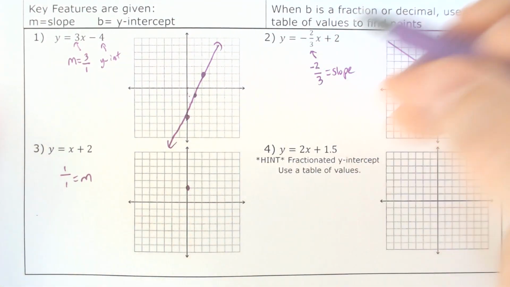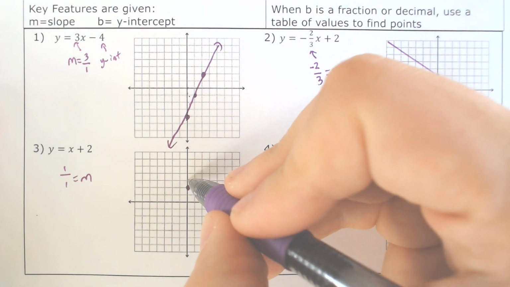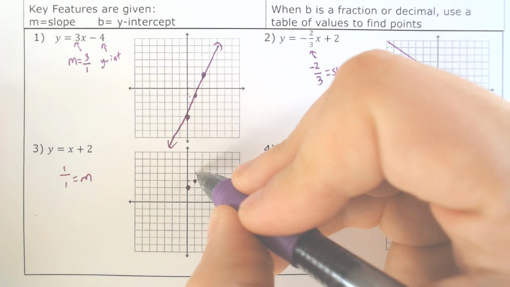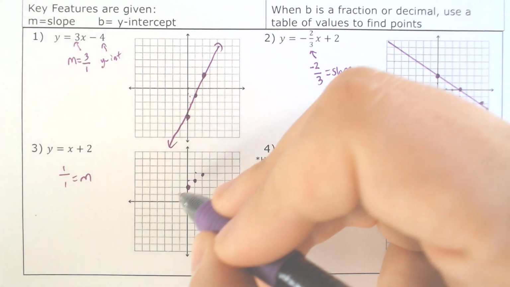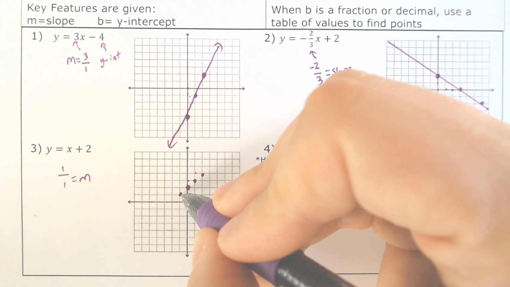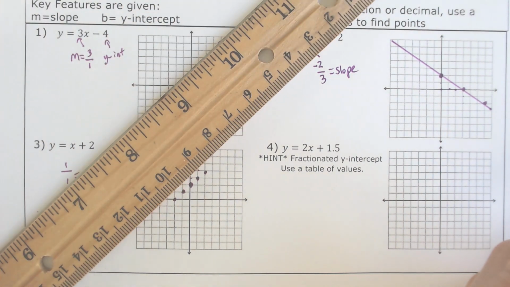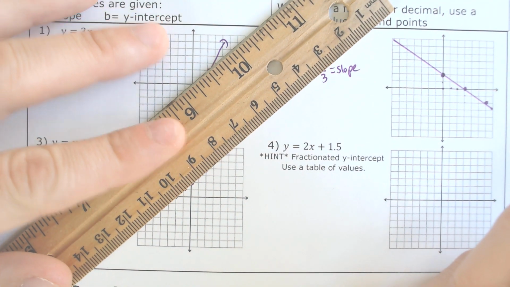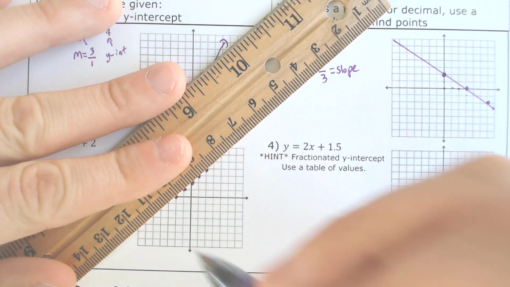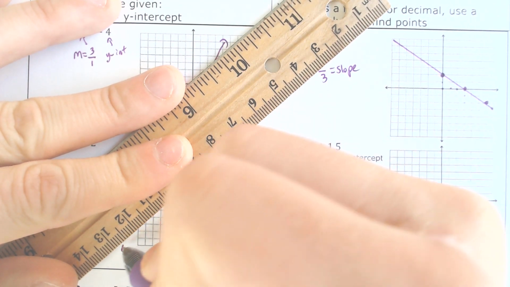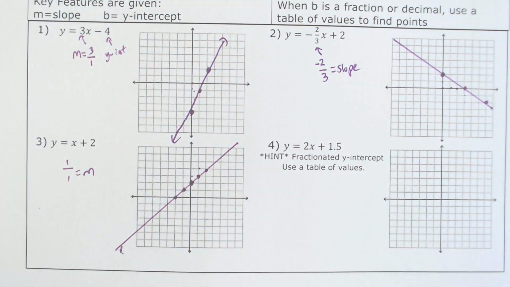So instead of going down by 2 and over by 3, I'm going to go up by 1 and over by 1, up by 1, over by 1, and then maybe backtrack it down 1, left by 1, down 1, left by 1, the other direction, to continue that pattern before I draw my line. There we go.